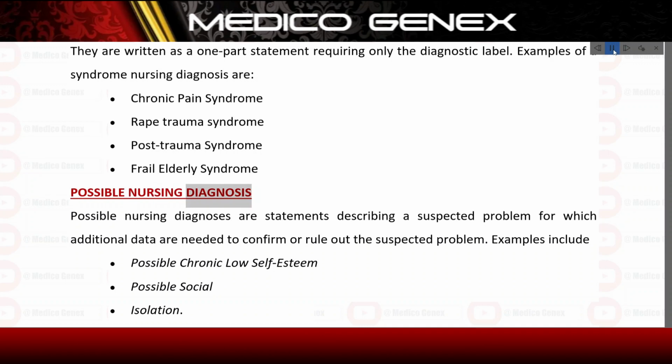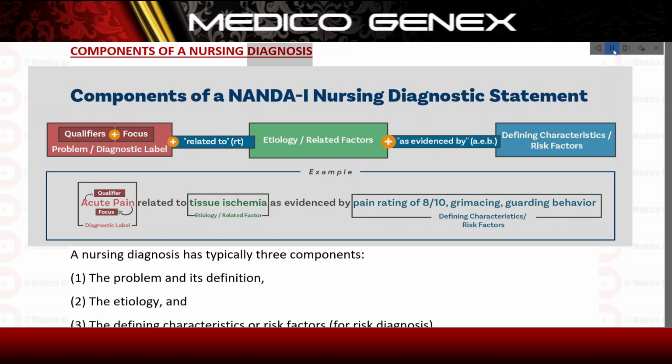Possible nursing diagnosis. Possible nursing diagnoses are statements describing a suspected problem for which additional data are needed to confirm or rule out the suspected problem. Examples include: possible chronic low self-esteem, possible social isolation. Components of a nursing diagnosis.